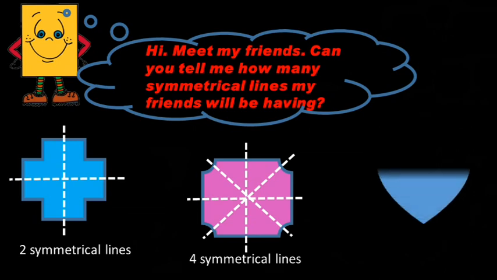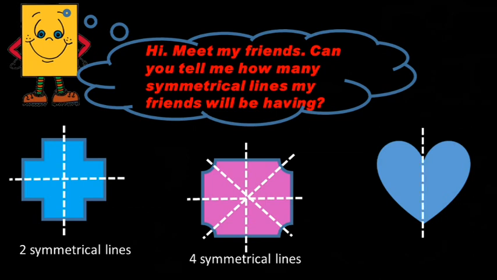And the last friend is a heart. What do you think, how many symmetrical lines will this heart friend have? Very easy. Yes, very good students. Only one symmetrical line. Okay, well done students. You completed the task of my friend.